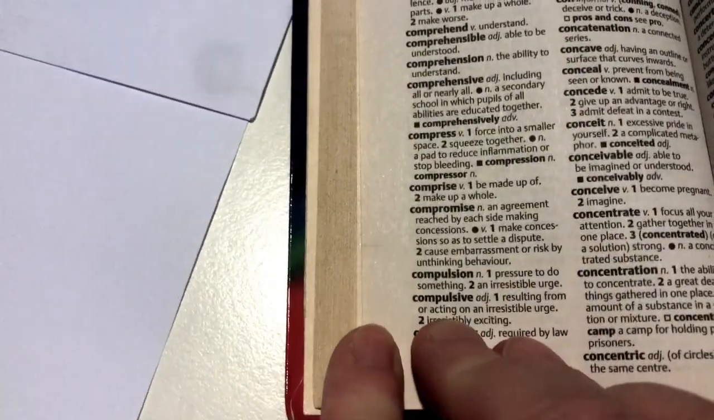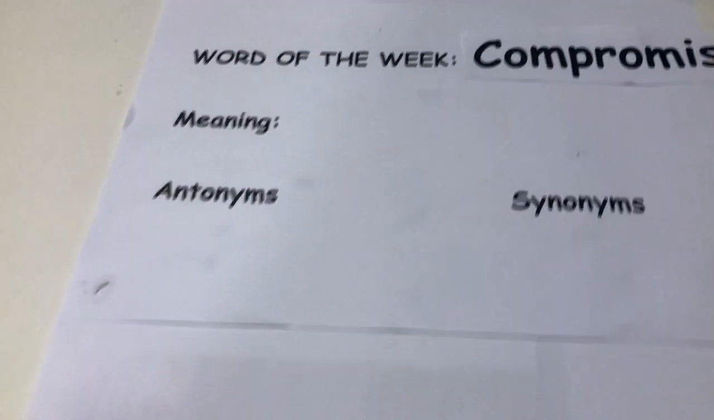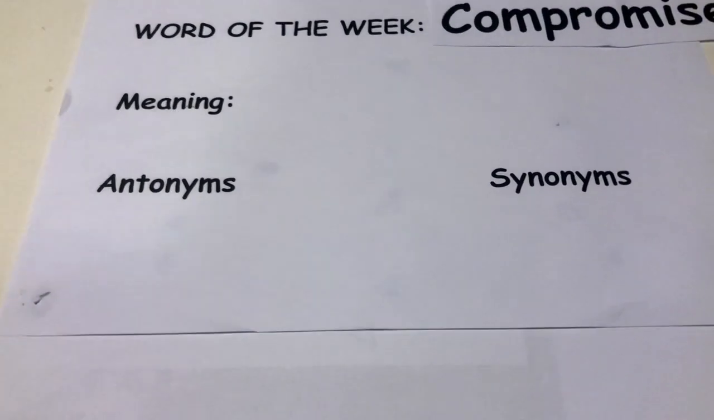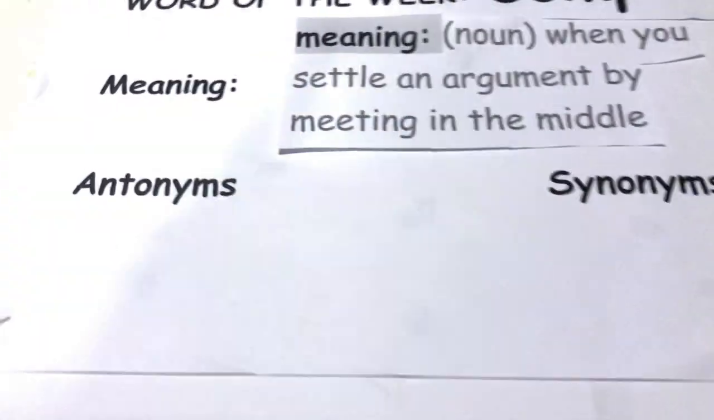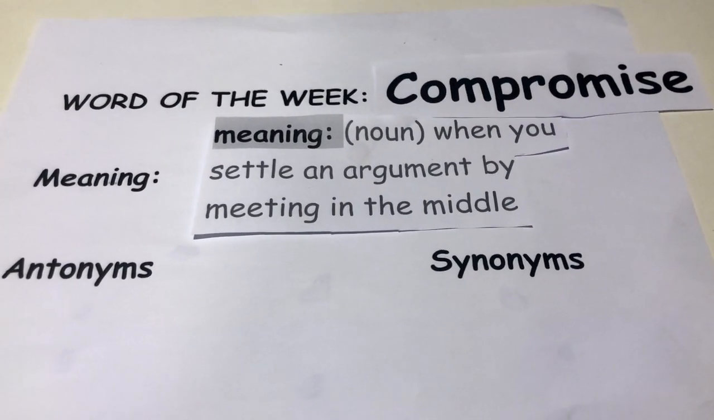Now, as usual, I'm about to say, oh my goodness, I need to get myself some reading glasses. There we go, there it is. Compromise. It's a noun and it means an agreement reached by each side making concessions. So basically what that means is if you've got two groups who are having an argument about something, when they reach a compromise, it means they agree, but both sides have had to give a little bit. So I've summarised that by saying here in our meaning, it's a noun, so you reach a compromise, and it's when you settle an argument by meeting in the middle.